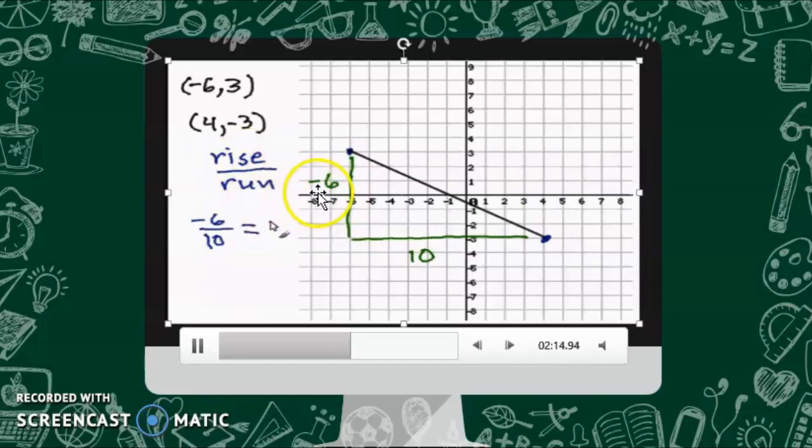So we could simplify that by dividing by 2 to get -3/5, and it can't be simplified anymore, so that is the gradient. Alright, so we are basically finished here.